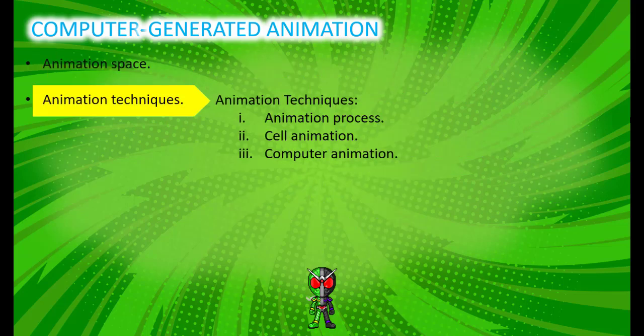After we know about the animation space, now we will take a look at the animation techniques. As stated in the slide, there are 3 points that we should know about animation technique. The first point is we must understand the animation process. Second, we must be familiar with the cell animation technique. The last point is we must have a clear picture of the computer animation technique.